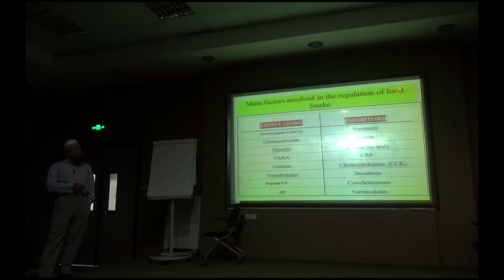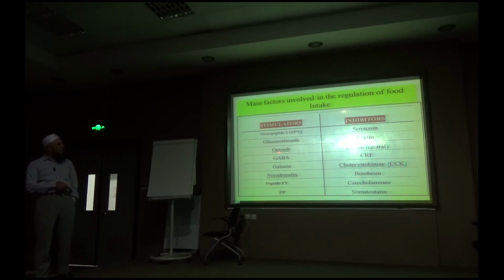The main factors involved in the regulation of food intake: stimulators are neuropeptide Y, corticosteroids, opioids, peptide YY, and pancreatic polypeptide. Inhibitors are serotonin, neuropeptide Y, leptin, which are very important. Decreased leptin will increase obesity. Also insulin, CRF, cholecystokinin, bombesin, catecholamines, and somatostatin. Some of these are very important, particularly leptin, serotonin, opioids, noradrenaline, and neuropeptide Y.